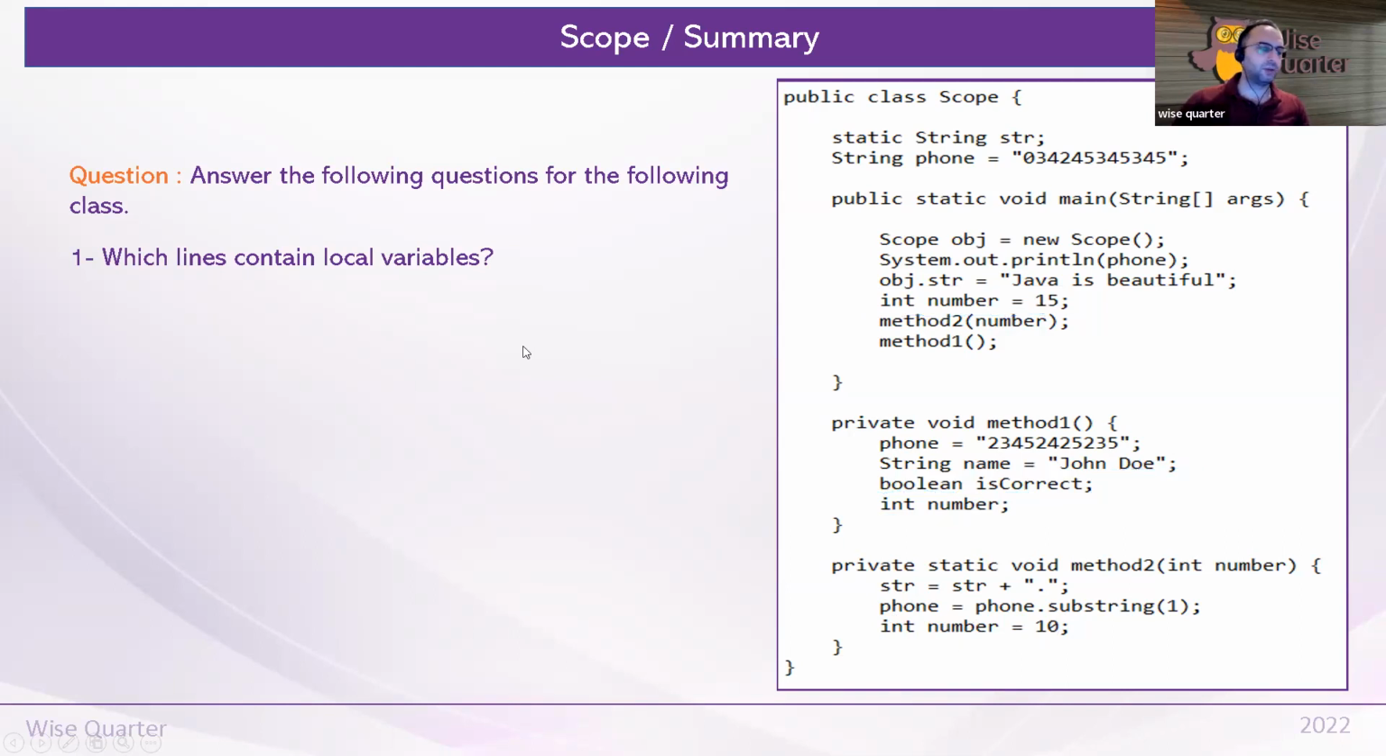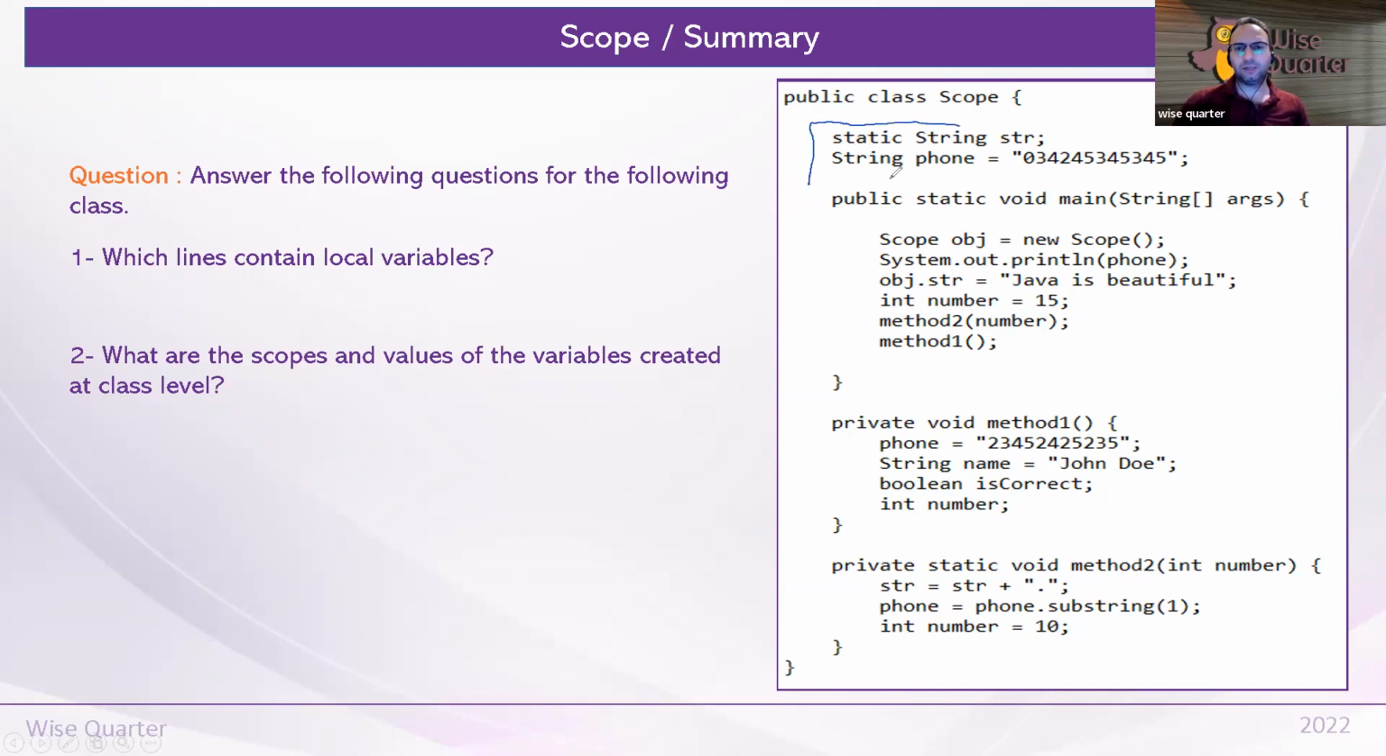Okay, I think we could be able to explain. What are the scopes and values of variables created at class level? When you create a variable inside of the class level, the scope of it is all class. From the static variable, we cannot directly reach a non-static variable, but don't worry, there is a way to do it.